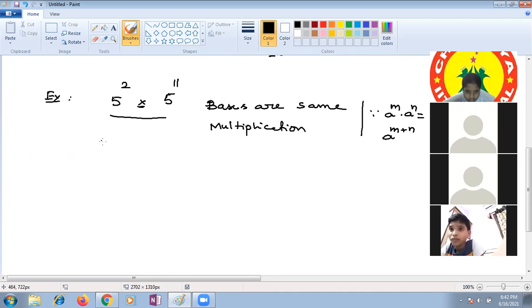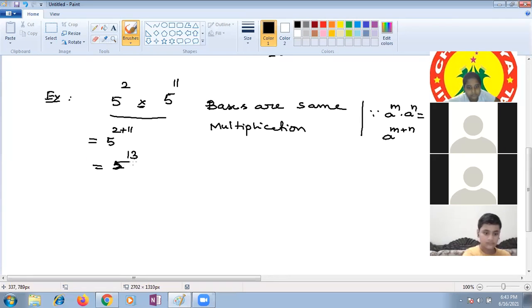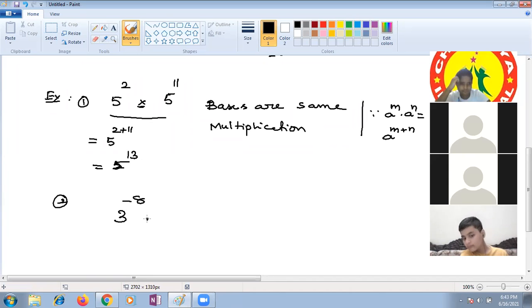In multiplication, how are we supposed to write here? 5 to the power 2 plus 11. It's nothing but 5 power 13. 5 raised to the power 13. We can write 5 with exponent 13. Suppose this is one example. In the second example, I'm writing 3 to the power minus 8. I want to multiply it with 3 power 2.